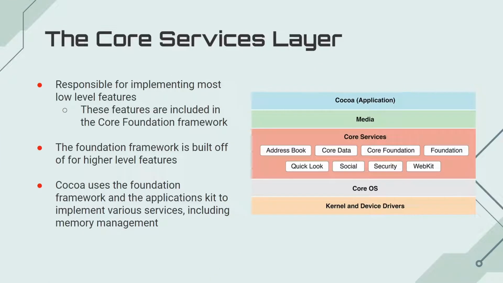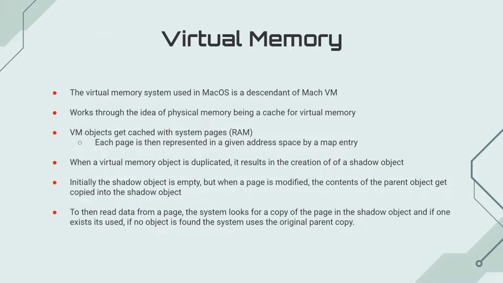The core services layer is responsible for implementing most low-level features. These features are included in the core foundation framework, which is essential as the foundation framework is built off of for higher-level features. Cocoa uses the framework and application kit to implement various services, including memory management. Moving on to virtual memory for Mac OS, it's a descendant of Mac VM.